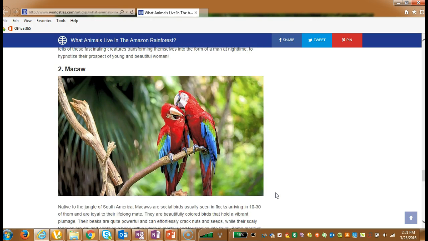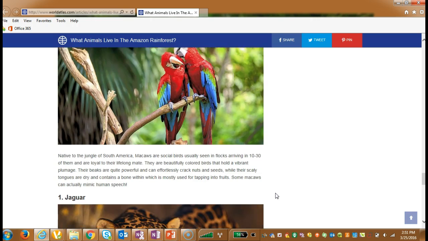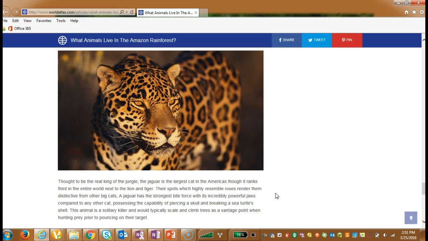And then macaws, beautiful, colorful birds that can actually mimic people's speech. So it's like they're talking to you. And then the king, the real king of the jungle, the jaguar. At least he's the king of our Amazon rainforest. He has the strongest bite because his jaws are so powerful. And he is considered the king of the Amazon rainforest.